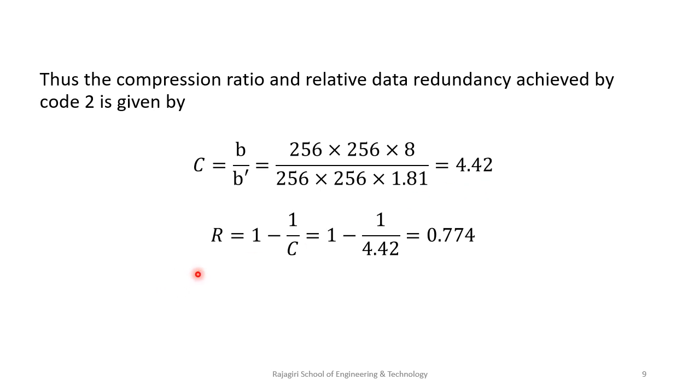With this, we find the data redundancy, where R is equal to 1 minus 1 by C. So we get a redundancy of 0.774, which shows that 77.4% of the data which was encoded using code 1 is said to be redundant.